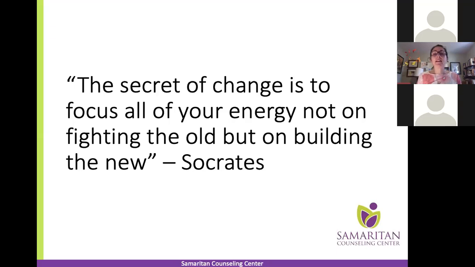Socrates wrote, "The secret of change is to focus all of your energy not on fighting the old, but on building the new." I think this is an important quote of the before the change and after the change, and that liminal space that we are really trying to be with today is that part that we have to be with before we can start building the change.